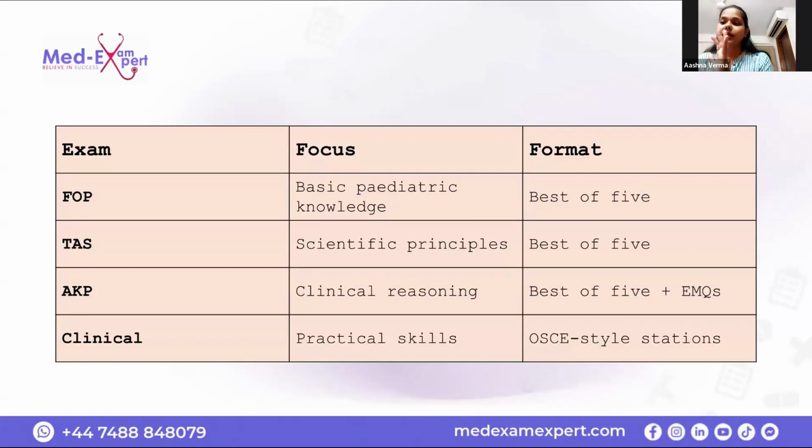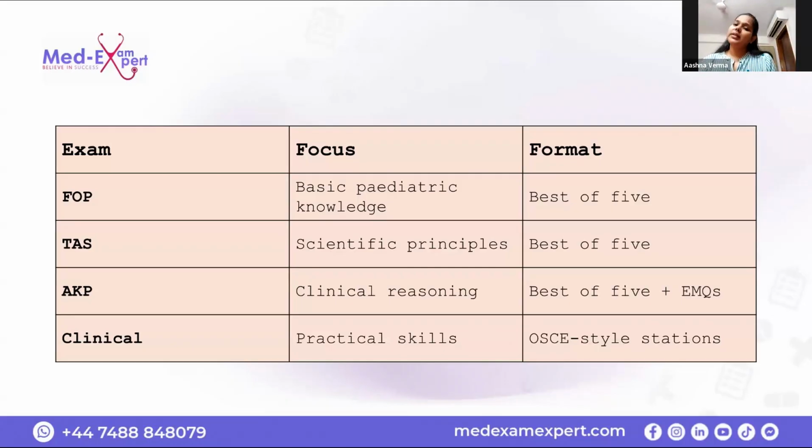And you get best of five kind of questions, which means that with a question, you get five options and you have to choose one of it. Okay, so one option out of all those five options is the correct one. So that's about your part one exam.